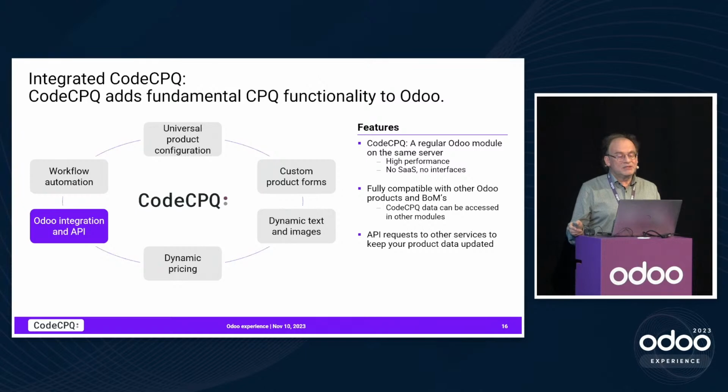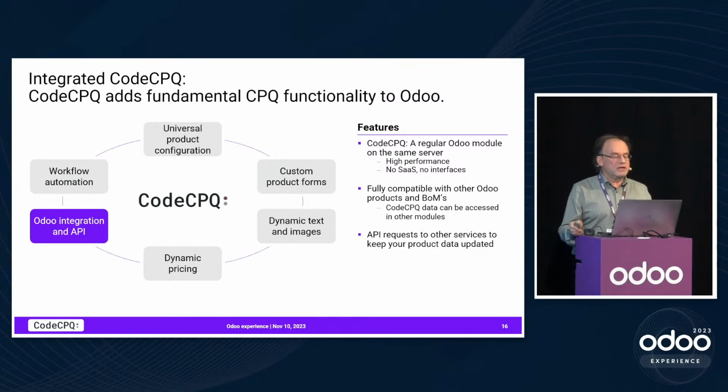A huge advantage of CodeCPQ is that it runs as a regular Odoo module on the same server. The response times are short. It requires neither external services which are offered at a high price as SaaS, software as a service, nor other interfaces. CodeCPQ is completely integrated into Odoo. The configuration data from CodeCPQ can also be used by other modules with the appropriate programming.